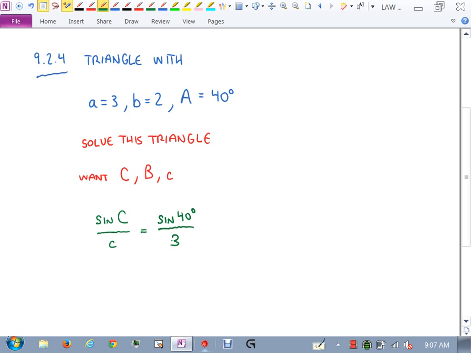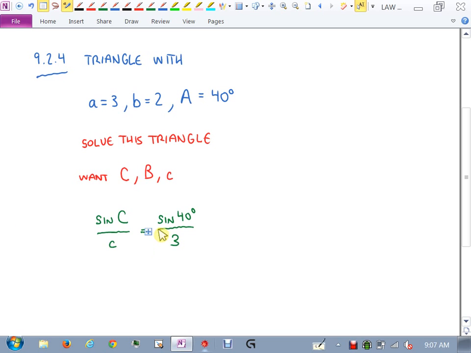3. Now, can we do this? No, because we have two things we don't know, right? Capital C we don't know and little c. So although this is the correct setup, we can't do it because there's two unknowns here. Got it? So it would not be wise for us to go after capital C first.